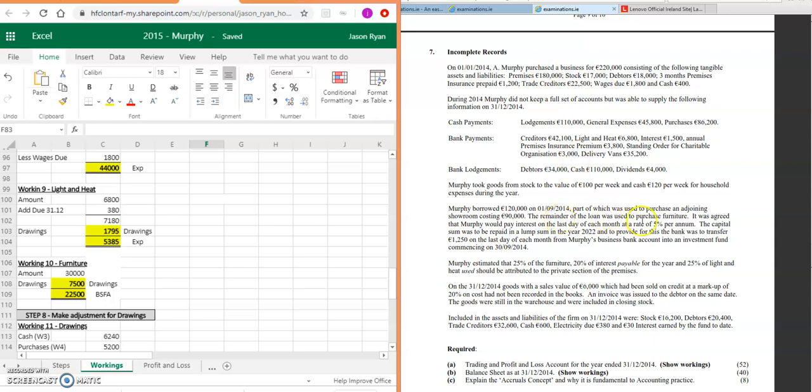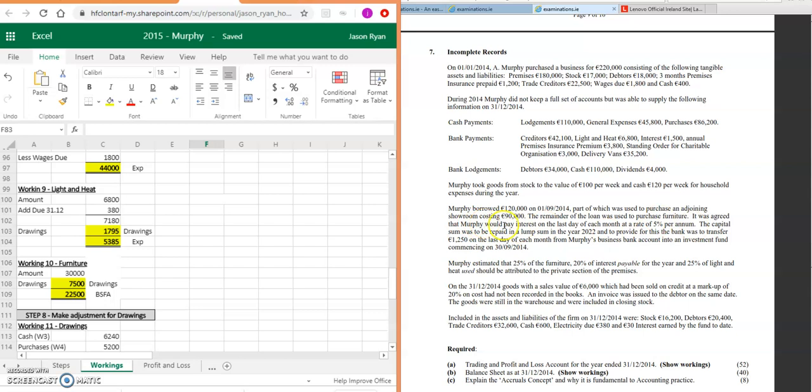The remainder of the loan was used to purchase furniture. So we have to do the same with the furniture, because it's increasing. So it's 30,000 of extra furniture that we bought. So we need to increase our furniture by the same amount if we have any up here. If not, we have to include it in our balance sheet.